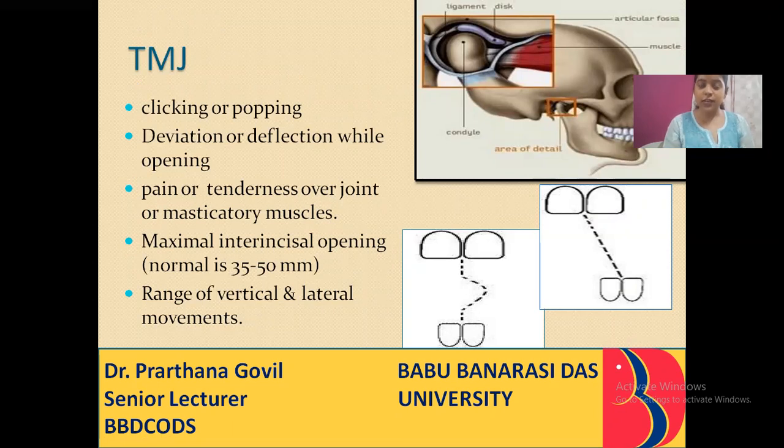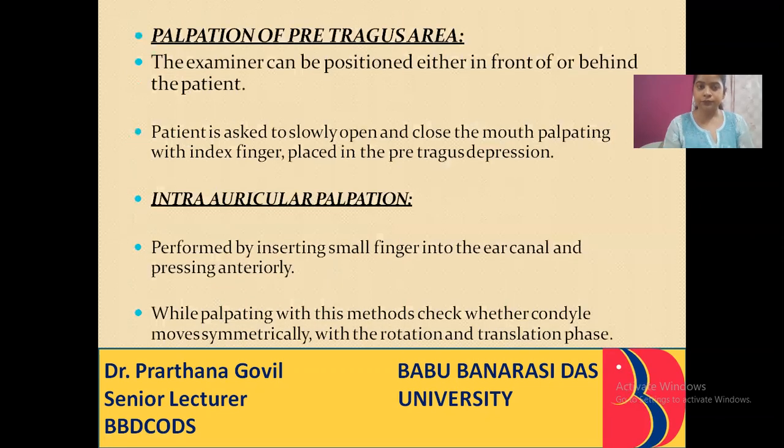The maximum interincisal opening is about 35 to 50 mm. Anything less than that or more than that is not normal. And the range of vertical and lateral movements has to be checked in each and every patient to judge a problem in the temporomandibular joint. Now, palpation of the pretragus area: the examiner can be positioned either in front or behind the patient.